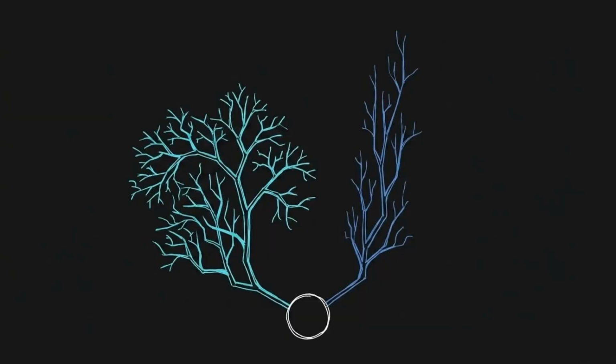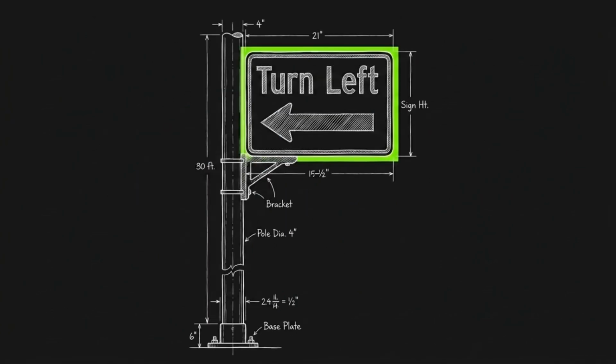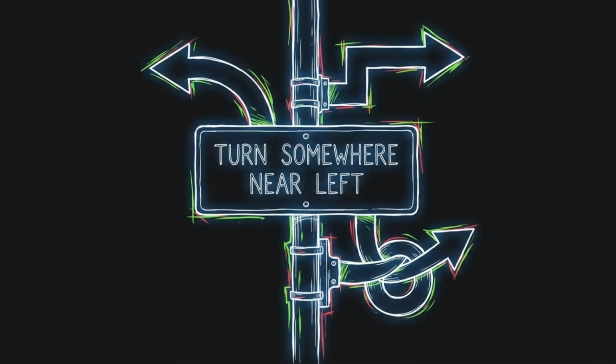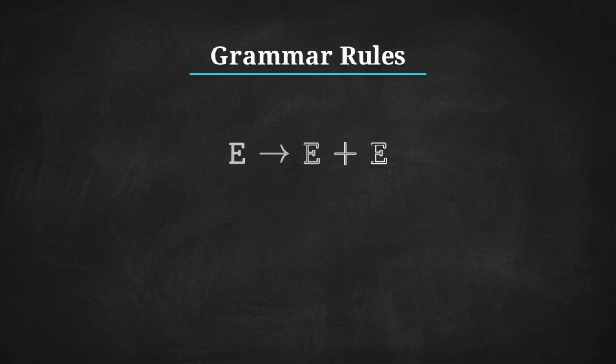This is the formal definition of an ambiguous grammar: any grammar where at least one string generates multiple distinct parse trees. A grammar isn't judged by the strings it handles correctly. If even one string is ambiguous, the grammar itself is considered flawed for compiler design. The problem lies in the rules.